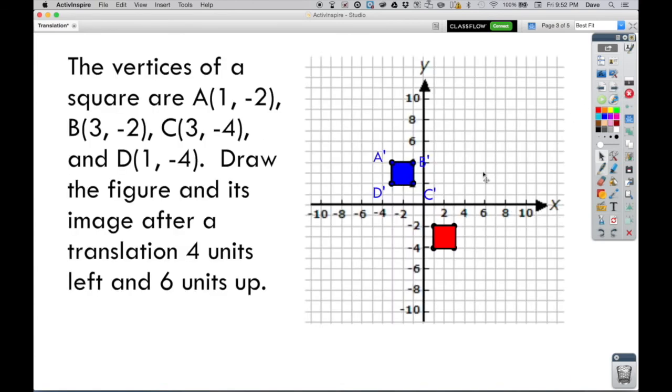Now it's hard to tell with the square, but in this case the square is still facing the same direction. This was the top here, this is still the top here. It would make more sense if we had a different shape where all the sides weren't the same to see that. All right, so that's a translation, just basically sliding a shape from one location to another.